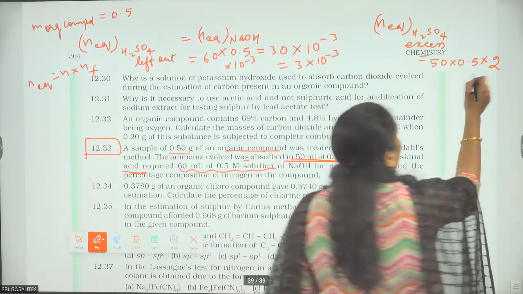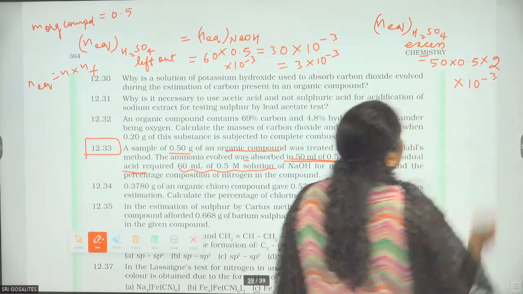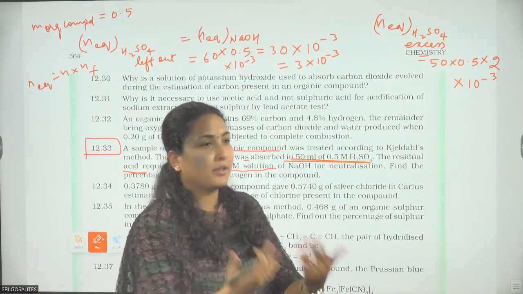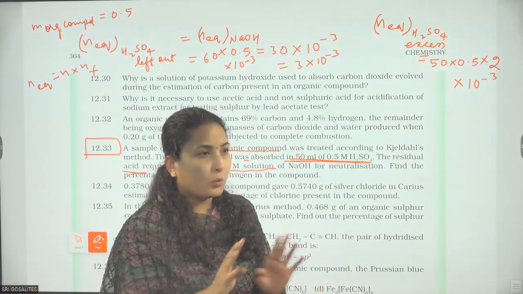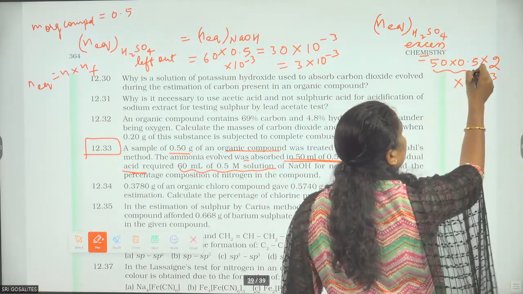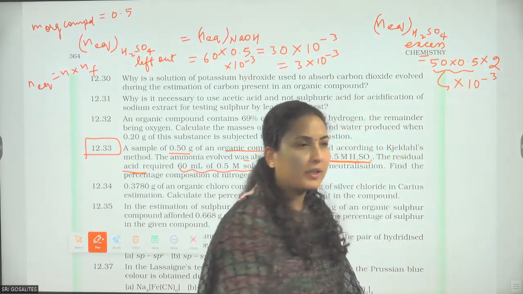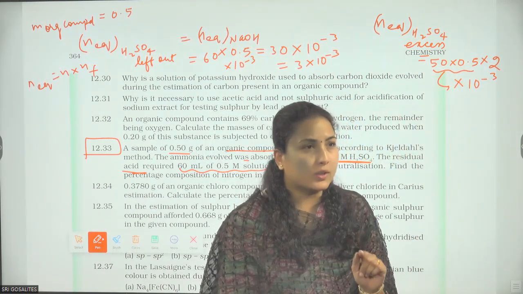And this is millimoles. So I want to convert it into equivalents. Are we getting what I am doing here? What you have done is millimoles multiplied by 10 raised to minus 3. That means you have got it converted into moles.